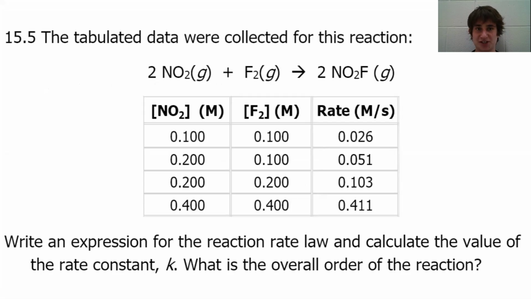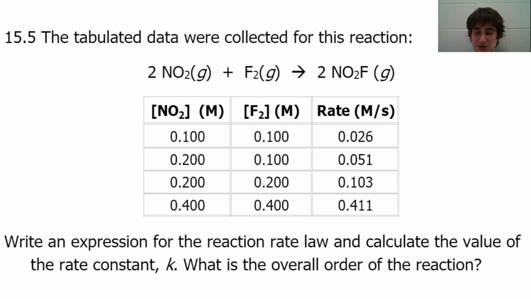So here is our question. The tabulated data were collected for this reaction: 2 nitrogen dioxide gas plus 1 fluorine gas produces 2 nitrogen dioxide fluorine gas. And our molarity concentrations and rate are given in the table below. The problem instructs us to write an expression for the reaction rate law and calculate the value of the rate constant K. What is the overall order of this reaction?